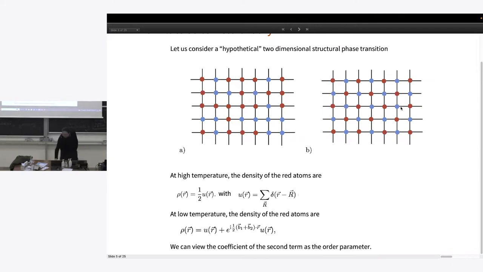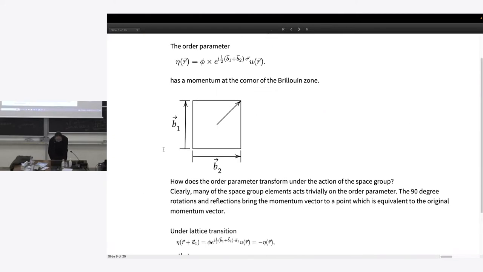So we can treat the coefficient in front of the second term as the order parameter of this phase transition. In general, at arbitrary temperature, this number changes from 0 to 1. So this is our order parameter. Let's put our order parameter here. And interestingly and importantly, this order parameter is sitting at the corner of the Brillouin zone. My momentum is (b1 plus b2)/2, where b1 and b2 are the edges of the Brillouin zone. It's sitting at the corner.